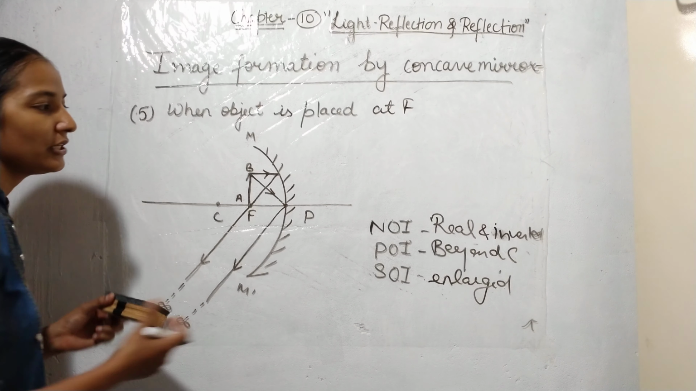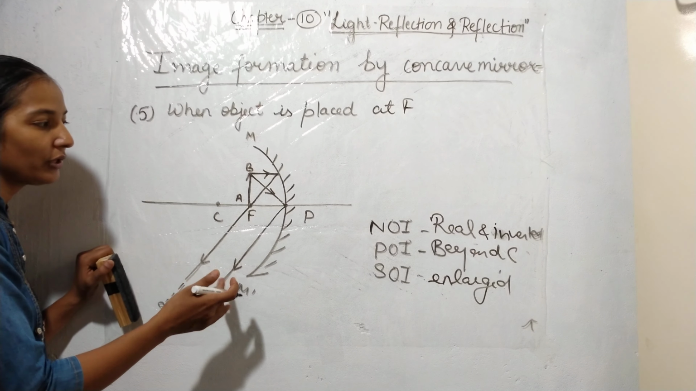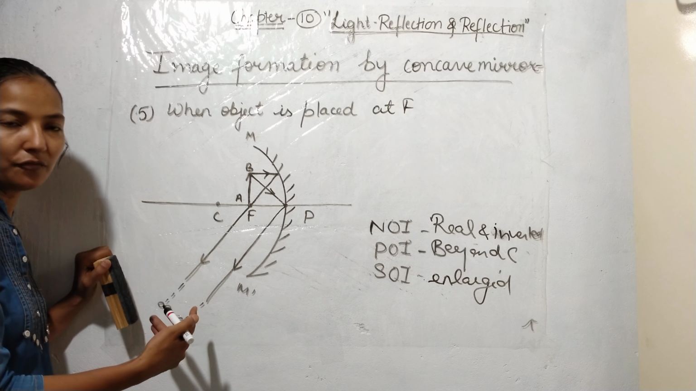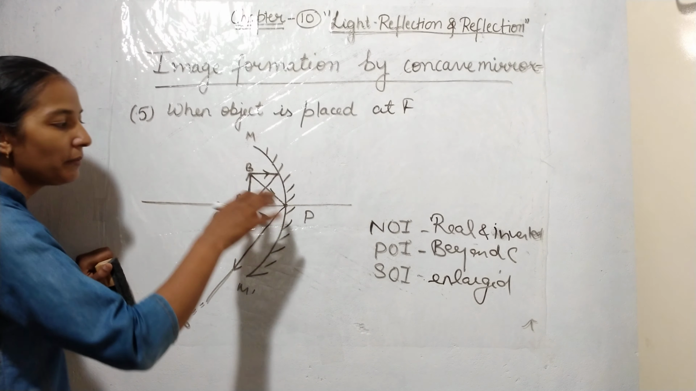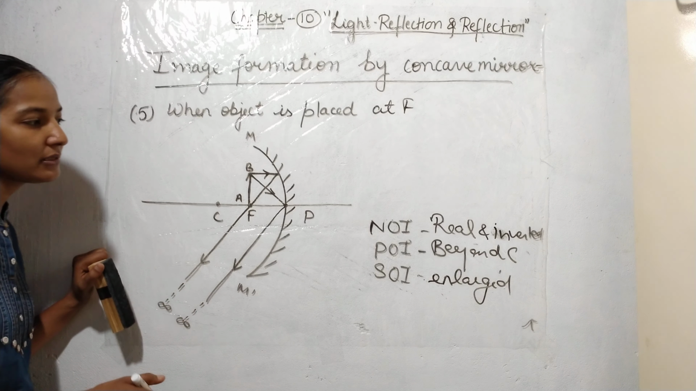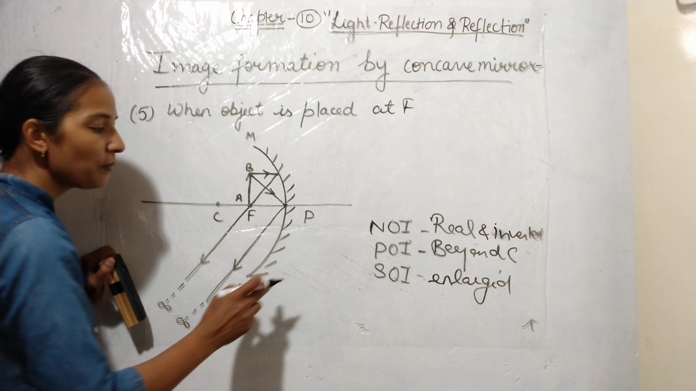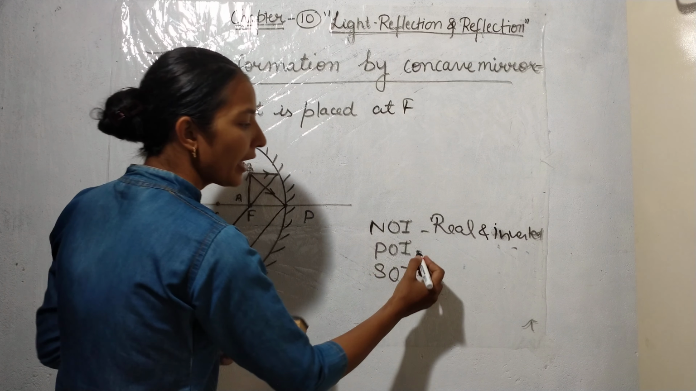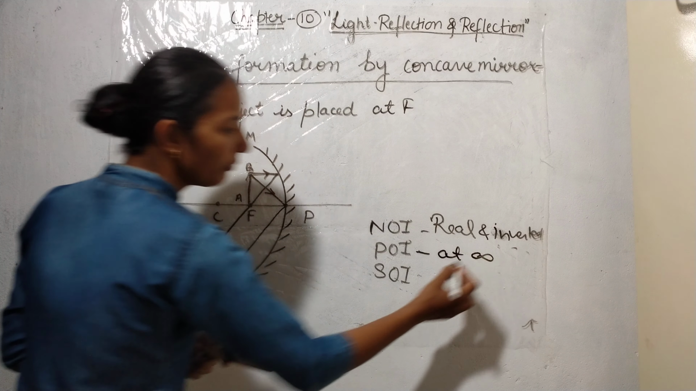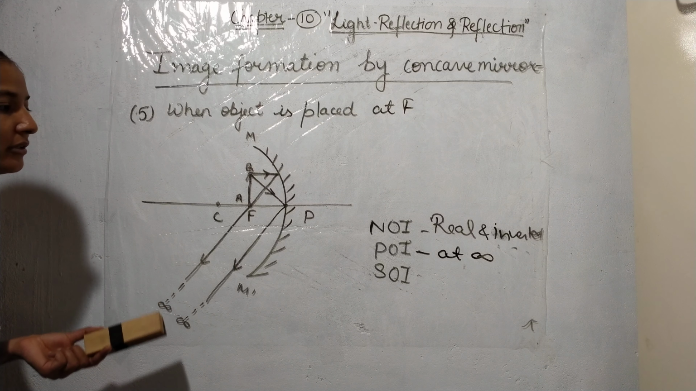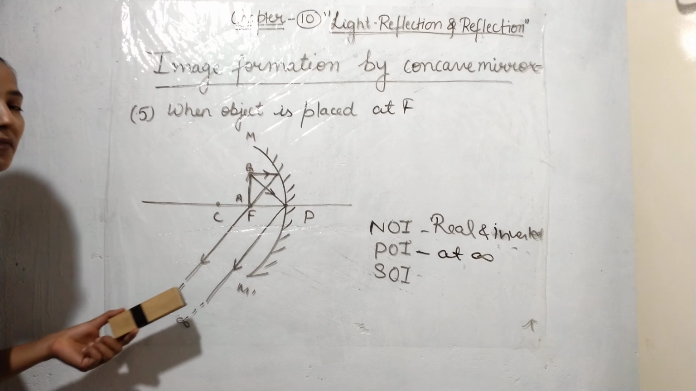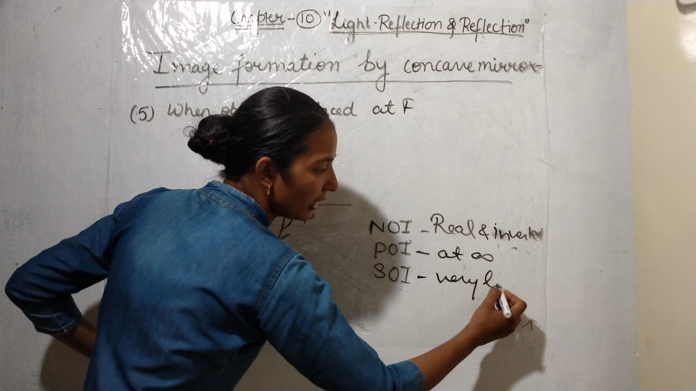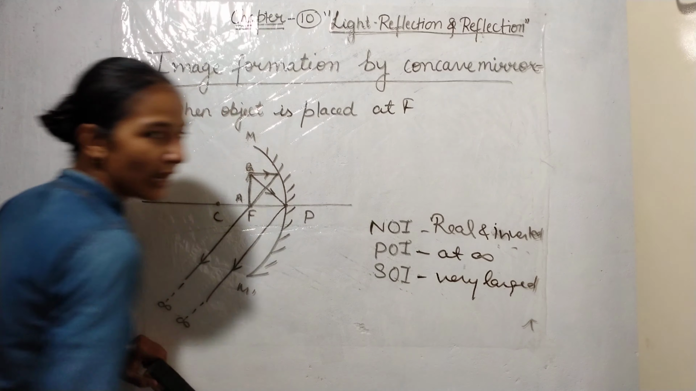In this case, the nature of image will be real and inverted, because the image will be formed towards a reflecting surface at infinity. Second, it is inverted because it is formed below the principal axis. Third, what is the position of image? It will be at infinity. And what is the size of image? It is very, very large as compared to the size of the object.